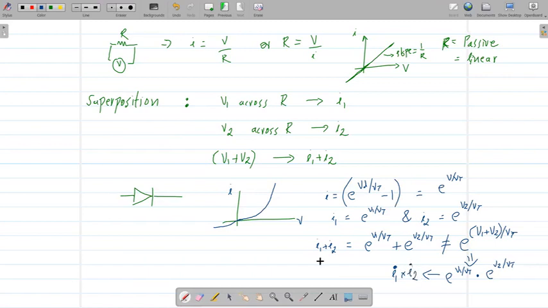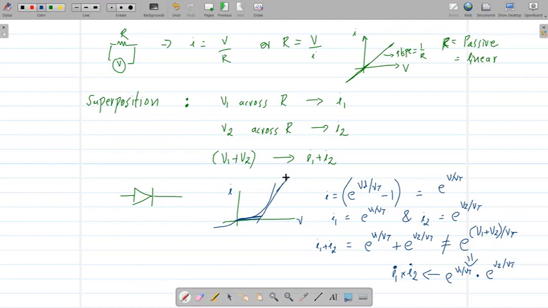So I should have actually got I1 plus I2, and instead of getting I1 plus I2, I'm getting I1 times I2. So a diode is a non-linear element. Of course, we learnt in IC 161 that you can draw a slope, you can have the constant voltage drop model, or piecewise linear model, which then lets you approximate this as a linear device.